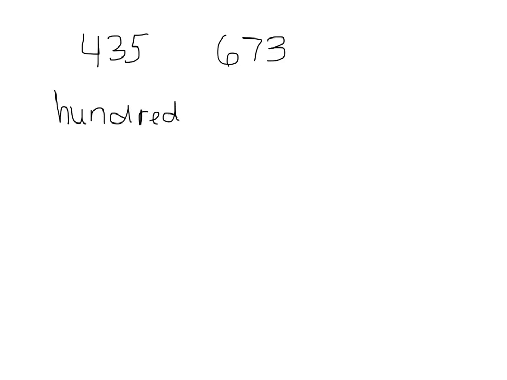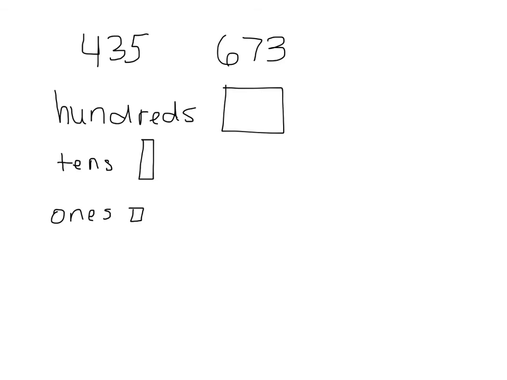The numbers from before were 435 and 673. The different units that are shown in these two numbers are hundreds, which we represented with the big box, tens, which we represented with a rectangle, and ones, which we represented with a small box. So there are 3 different units used to make these numbers.